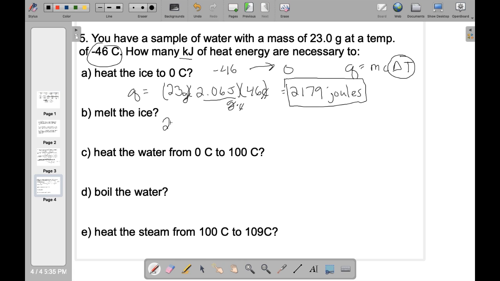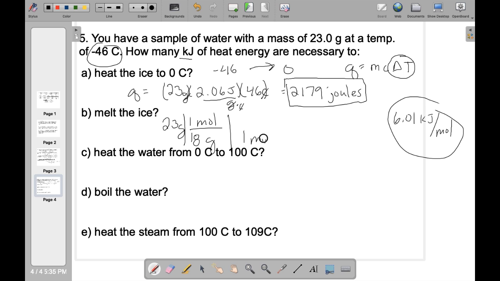I have 23 grams of ice. I have to convert it into moles again. Why? Because I have 6.01 kilojoules per mole. So I have to figure out how many moles I have. 1 mole. Remember, the molar mass of water is 18 grams. I'll use my conversion factor. 1 mole equals 6.01 kilojoules. Okay. Now, excuse me, I'm a little sick, so I'm trying my best here. Now, the grams cancel out, the moles cancel out. I do my math, and I get 7.67 kilojoules.